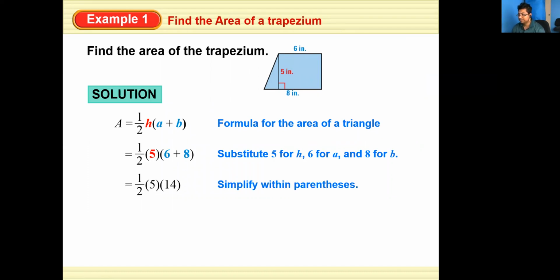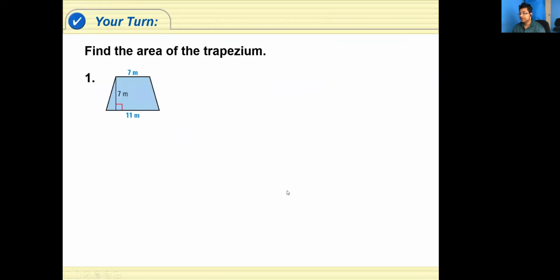So it will be simply 5 times 14, so it will be 35. Very simple, right? Okay, what about this? Now you need to work it out together. All right, I will spend 1 or 2 minutes, then I will come back to see your work.